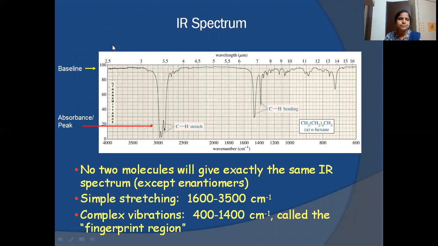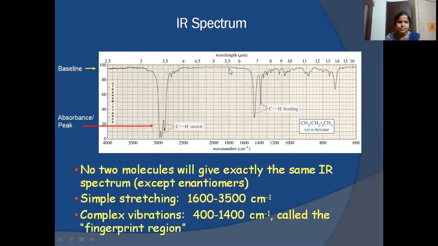Now look at the IR spectrum, a general IR spectrum we are showing. This is the baseline. That means here there is 100% transmittance, or just near 100%. As we move along, suddenly there will be absorption of the radiation. When absorption is more, what happens to the transmittance? It decreases, around 15%, like that. So the transmittance is decreasing, that is why it moves down, and then again the transmittance will be high.